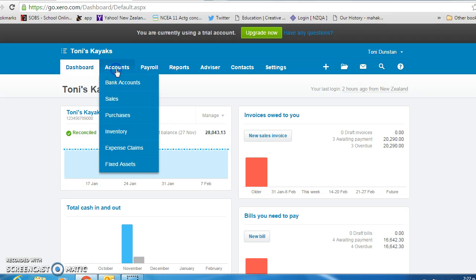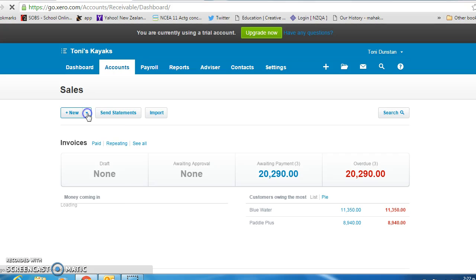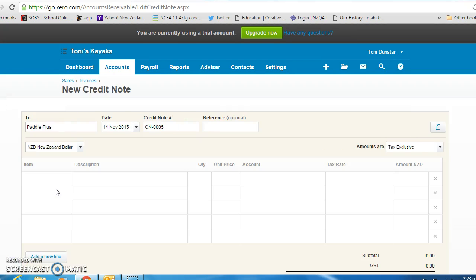So we go to Accounts, Sales, and we are doing a new credit note. So in the credit note, we are putting in who the customer is that is returning the item. So in this example, it's Paddle Plus on the 14th of November. Xero will generate the credit note number. We don't need to have a reference.